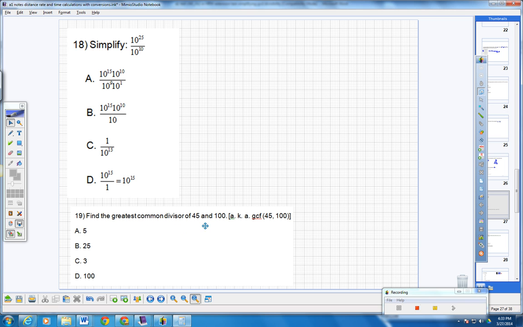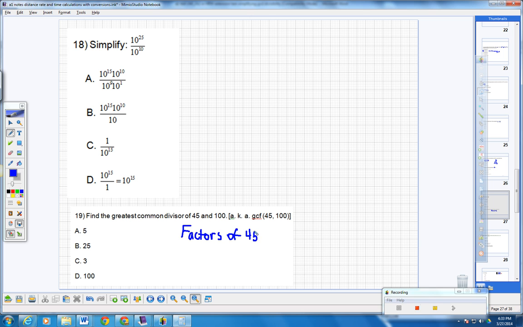Find the greatest common divisor of 45 and 100. How do I find it? Oh boy, greatest common divisor. Well, the long way that I taught you is to list out all the factors of 45. So you would list out factors of 45 and factors of 100. Now, I'm not going to do that for you. I'm going to let you do that. But just ask yourself, what is the biggest number that both 45 and 100 are divisible by? Okay? So I do factors of 45, and then I do factors of 100.